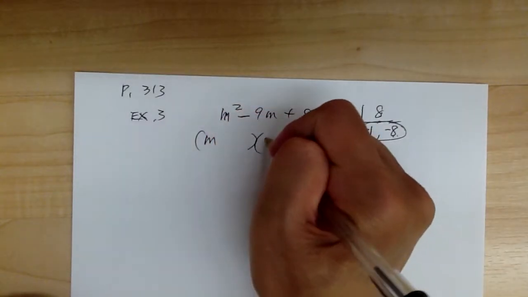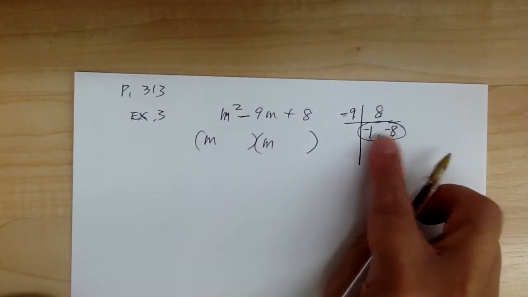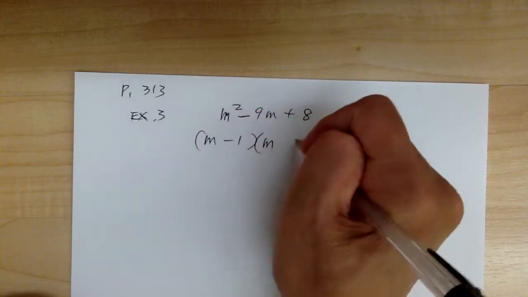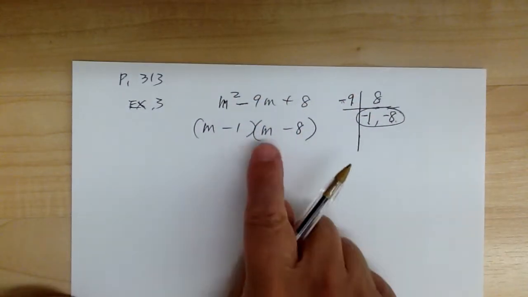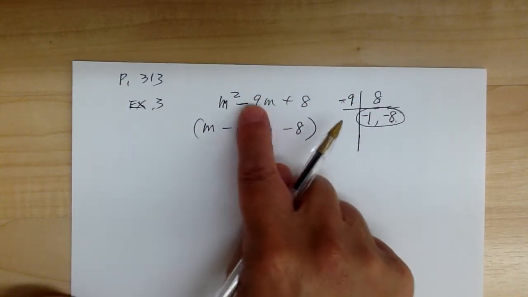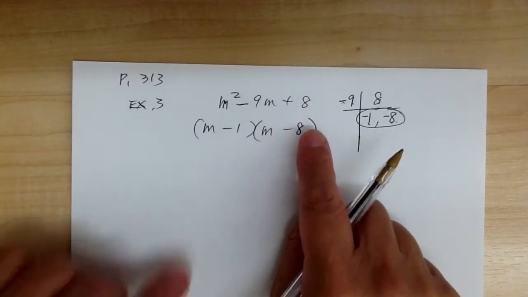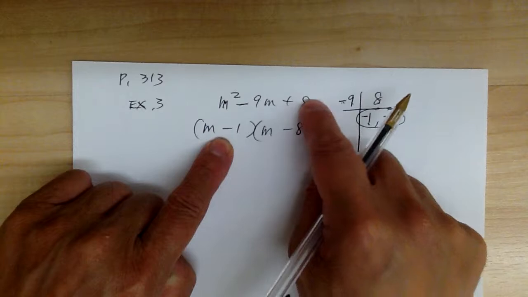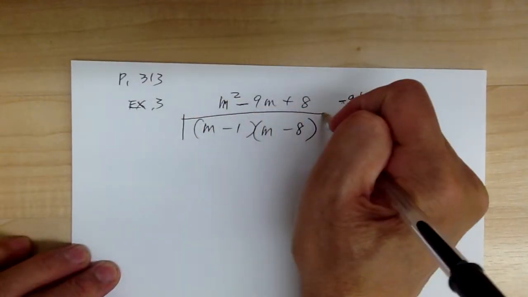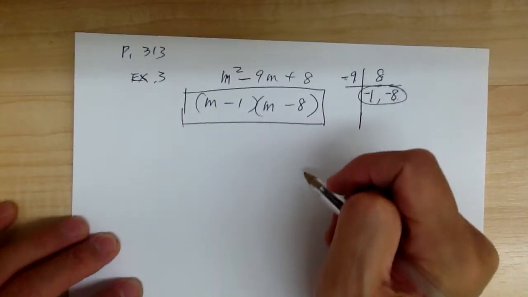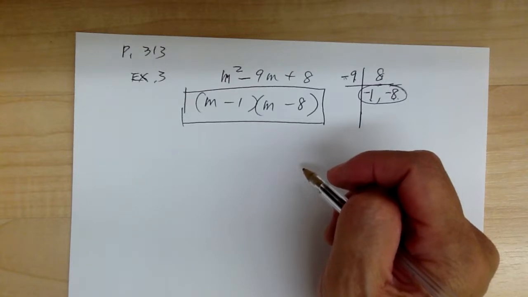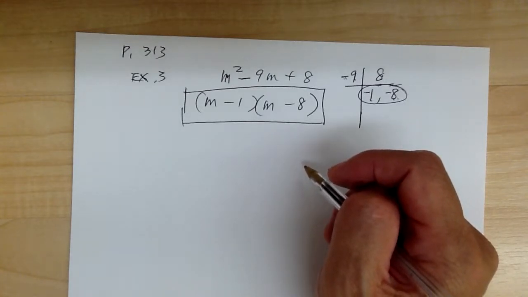Okay, so you're going to get m and an m, right? And again, these two numbers, whatever you see, you put in here. So minus 1, minus 8. And you can check, right? Negative 1 plus negative 8 gives you negative 9. Negative 1 times negative 8 gives you positive 8. So again, you add to get that, you multiply to get that. And when everything is all checked, that means your factoring is correct. Okay, let's go to example 4.